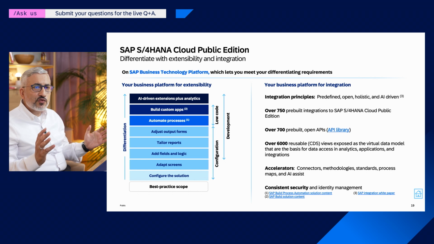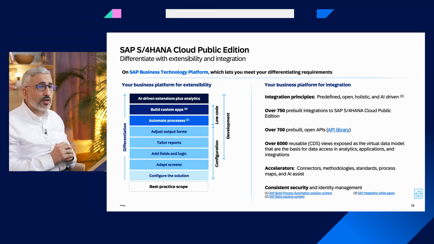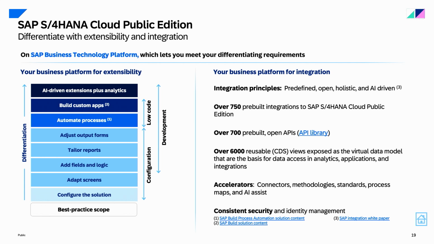I would say as of release 2408, we have more than 750 prepared integrations with public cloud. We have around 700 plus open APIs, more than 6,000 CDS views used. So all of this, I consider it as the tools for you to allow you to integrate and connect the dots with other applications. That's possible through configuration, low code, or even with some development as and when required.